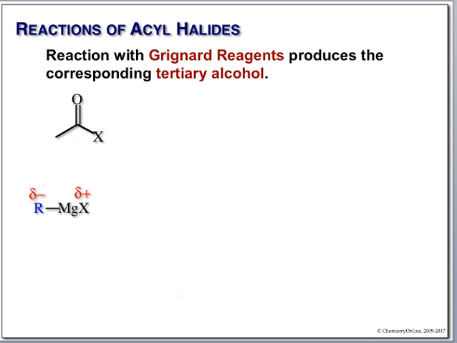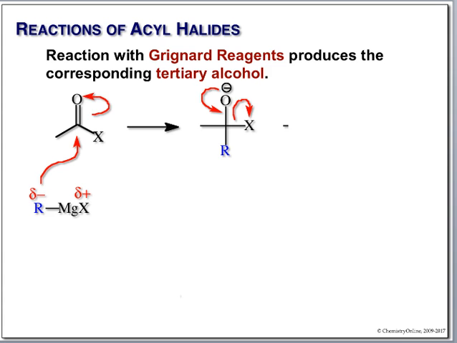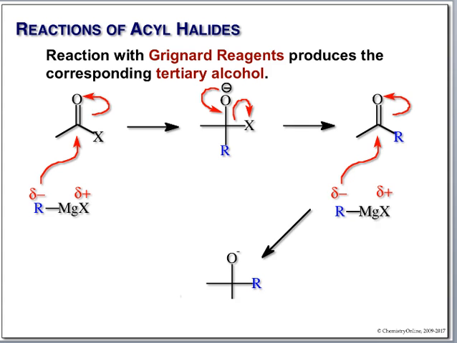And finally, Grignards. Same sort of thing. We're going to add 1, make our tetrahedral intermediate. X is going to leave. We make a ketone, going to add another Grignard to give us our tertiary alcohol. The chemistry is all the same.